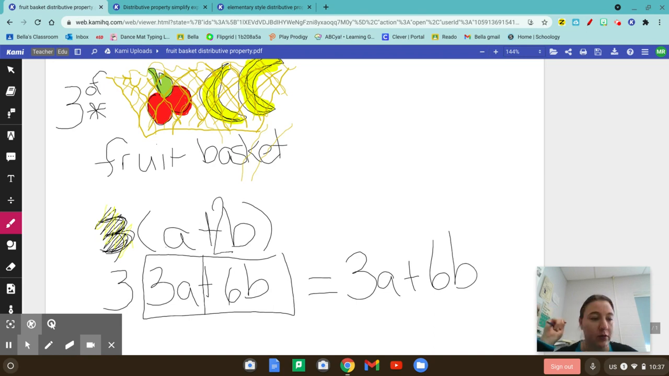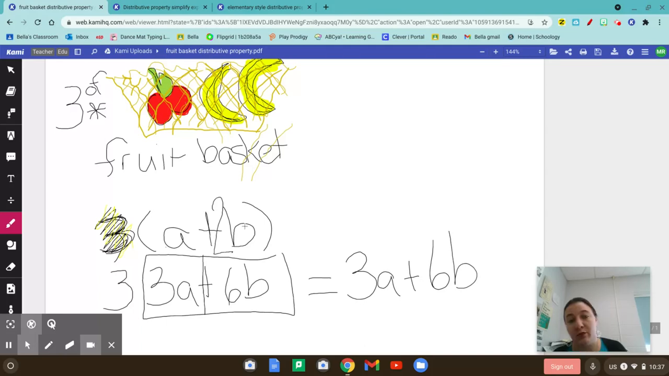So I think I left off here. I had 3 fruit baskets, and I was showing you how it was going to be in 7th grade. The pictures won't be there, but you can draw the pictures. An A will be there for an apple, and 2B for 2 bananas.